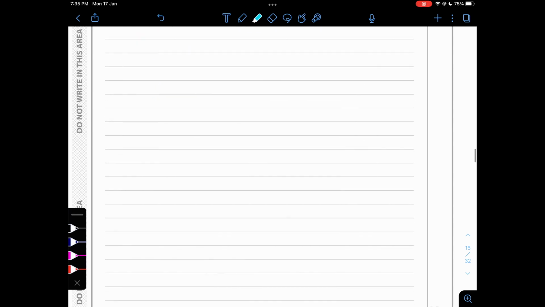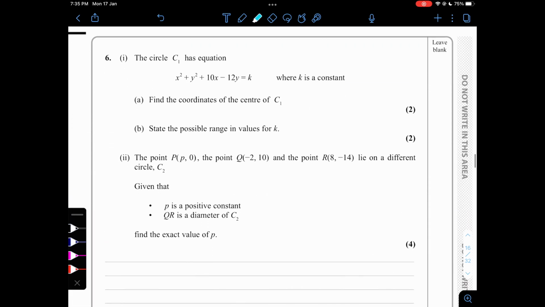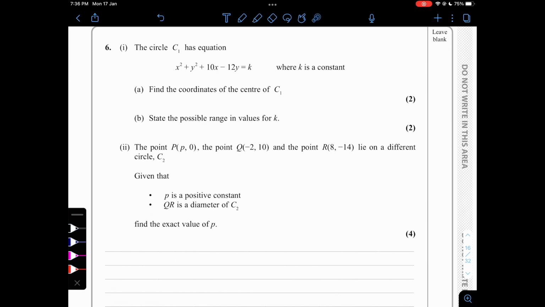Let's move on to question number 6. So they tell us that the circle C1 has equation x squared plus y squared plus 10x minus 12y equals k, where k is a constant. Find the coordinates of the center of C1.